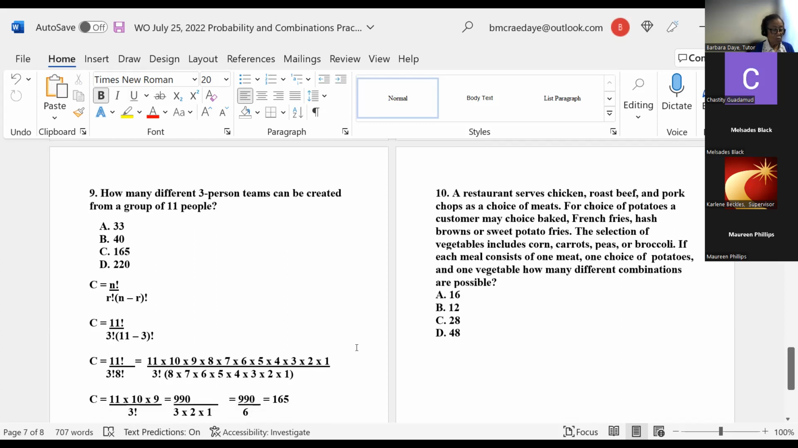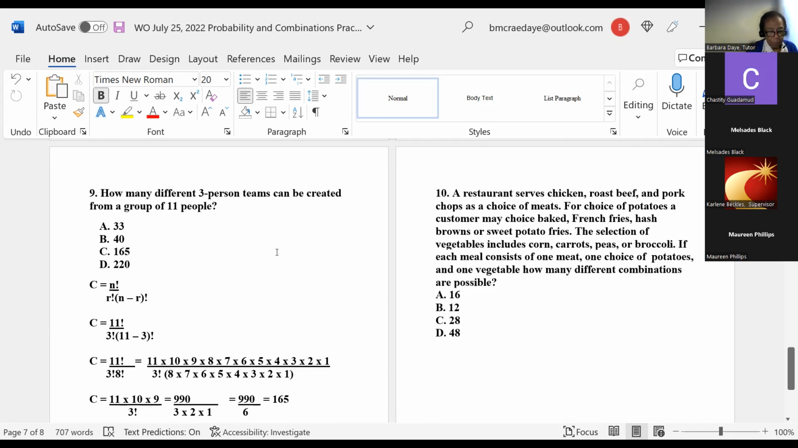That's something you use enough, you'll remember it. 3 factorial, 3 times 2 times 1 is 6. Got it? The factorial is easy to remember. The thing is to remember to use the formula whenever you're given a specific number of something out of a total.